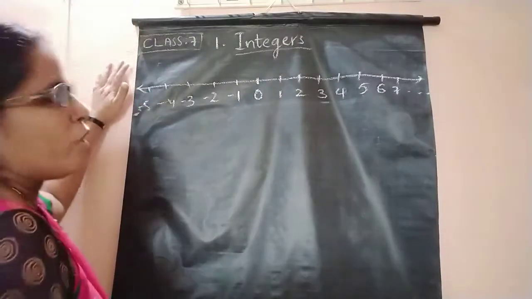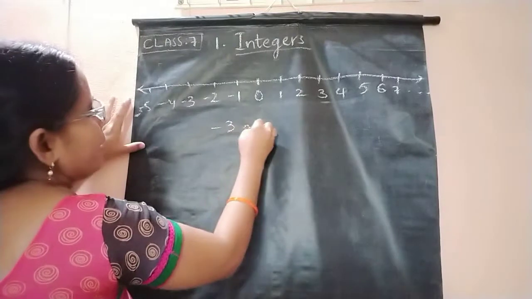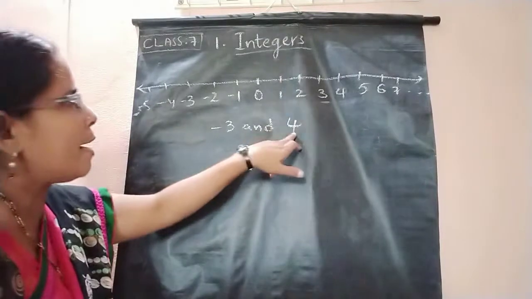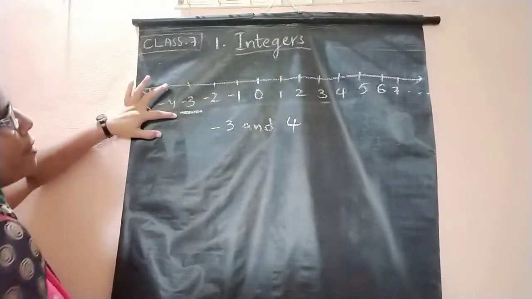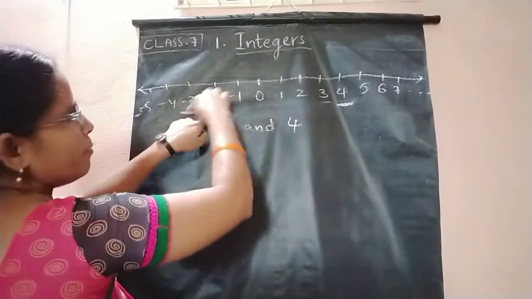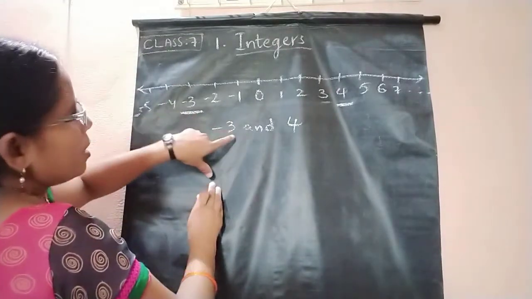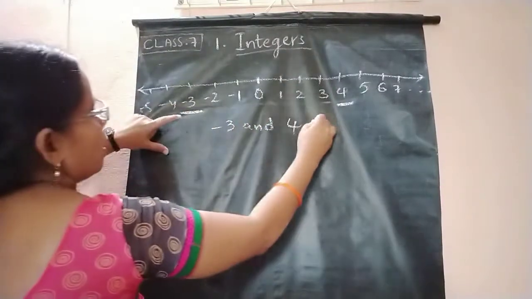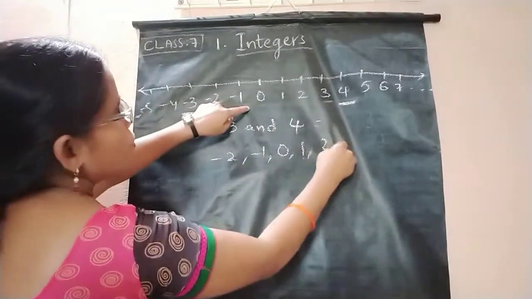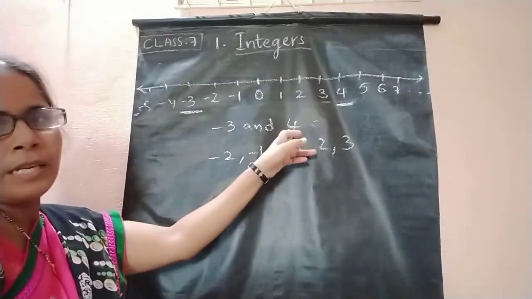And now, what are the integers between minus 3 and 4? Look here. Here is minus 3. Where is the 4? Here it is 4. So what remains is all in the middle of minus 3 and 4. So the integers between minus 3 and 4 are minus 2, minus 1, 0, 1, 2, 3.